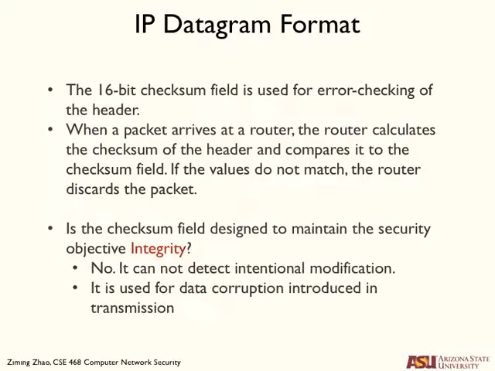Why? Because there is no secret to calculate this integrity value, the checksum. If an attacker wants to modify the packet, let's say change the IP address, after the attacker changes that IP address, he can recalculate the checksum. So this checksum can only detect data corruption introduced in transmission, not corruption introduced by malicious attackers.